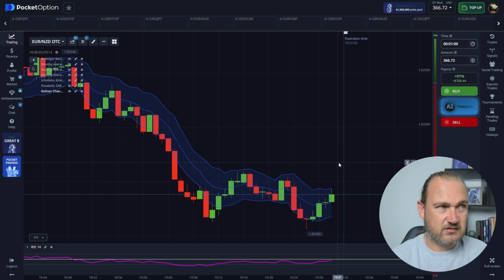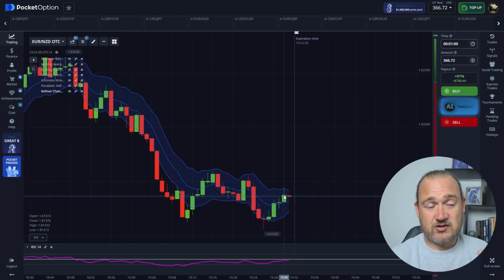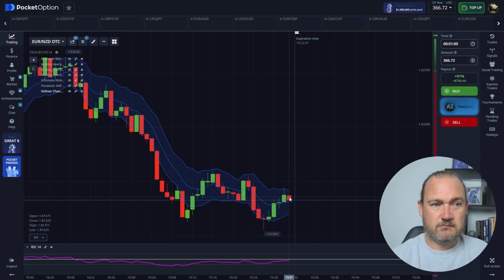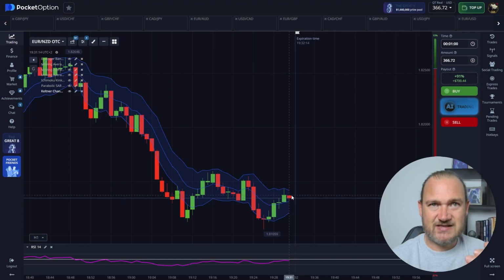Where's that high? Okay, leave it there. Be able to see the timer. Okay, so clearly we didn't get a valid entry here, but price could still start pushing upwards more. So I'm going to sit on this for a minute and just see if I do get a valid entry on this.